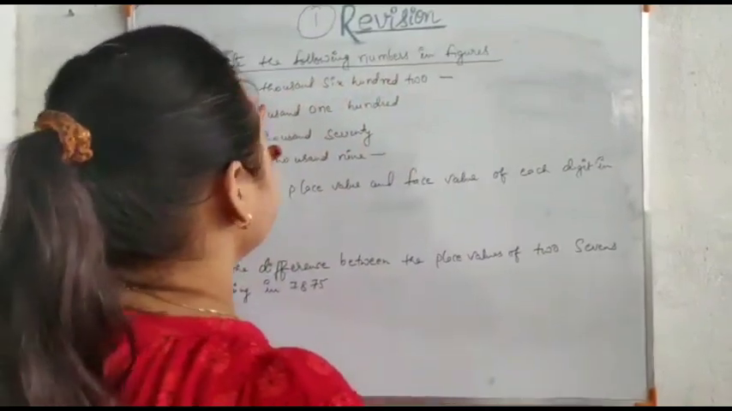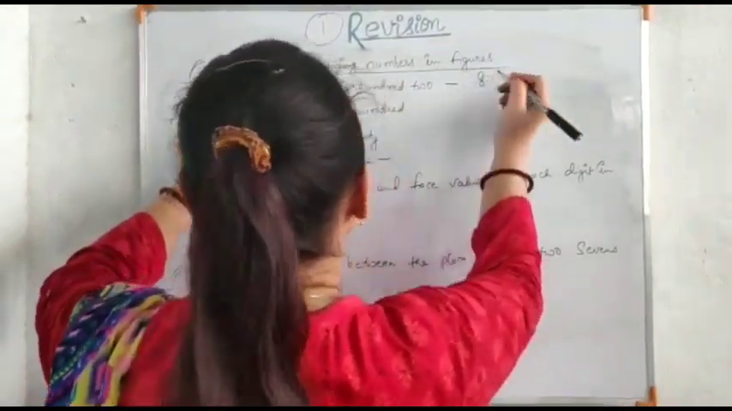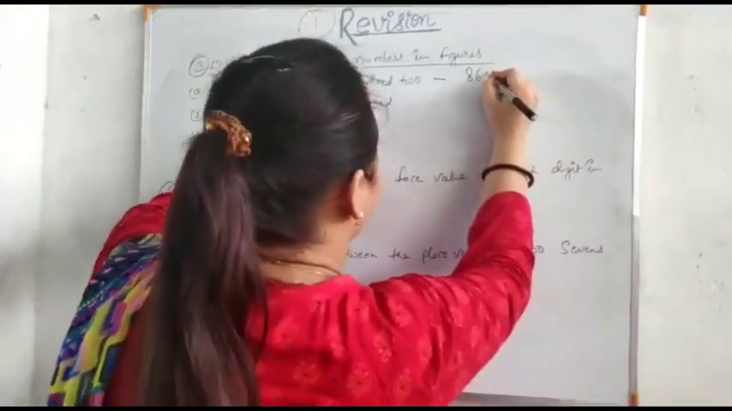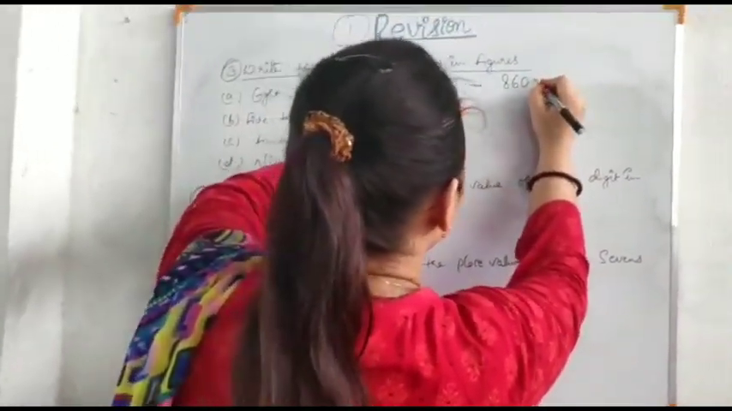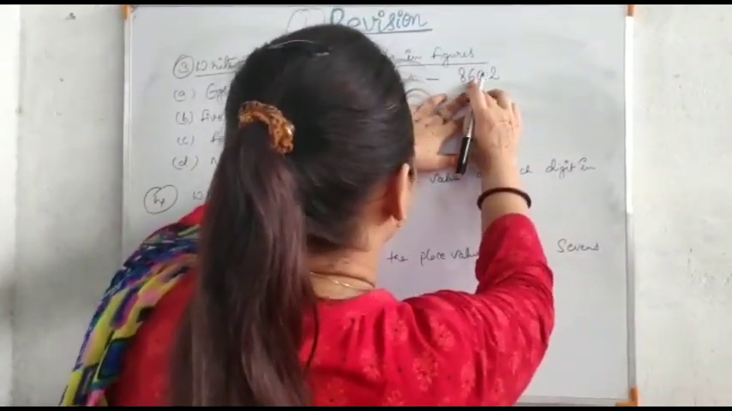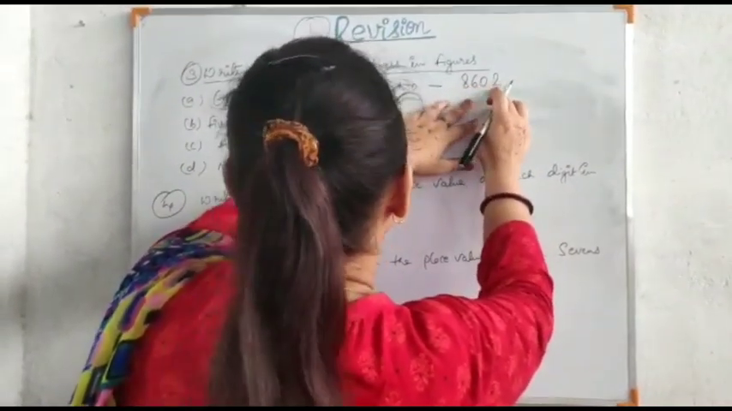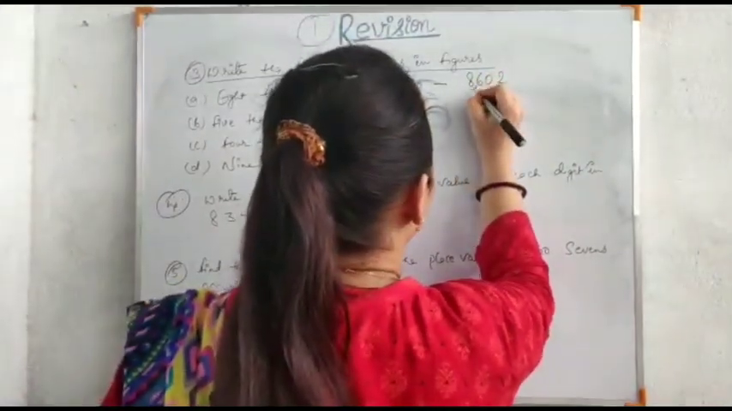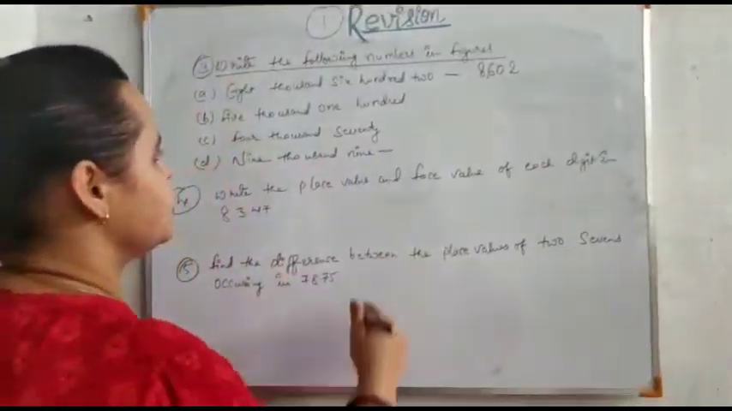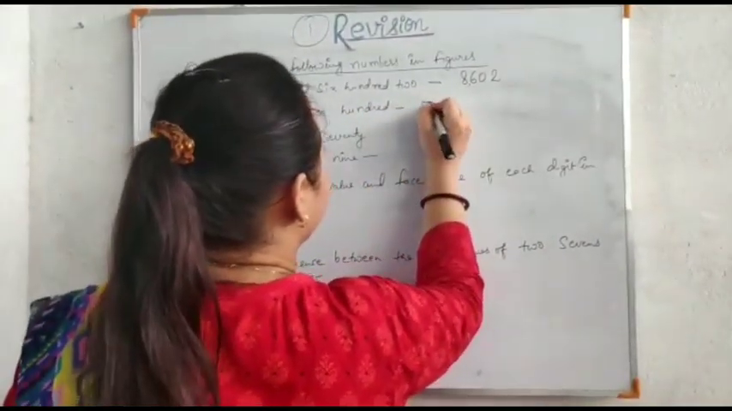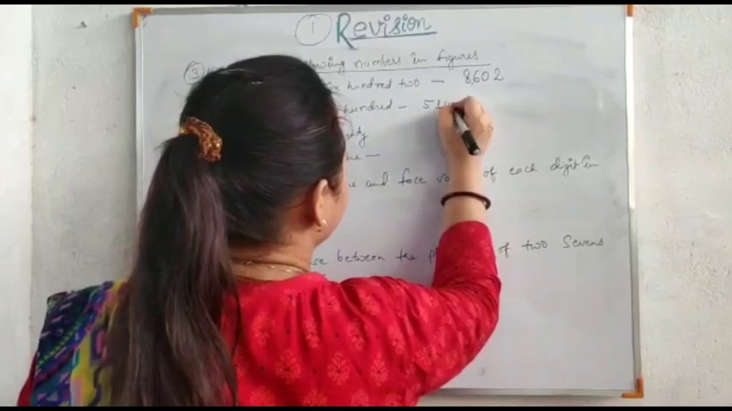8602. 2 is 1's place and 6,000, 600 and 8,000. 1's place, 100 place, 1000 place, 8,602 and 5,100. It means that 5,100.